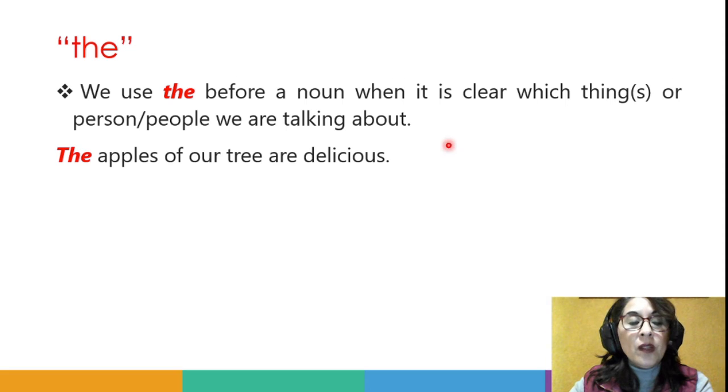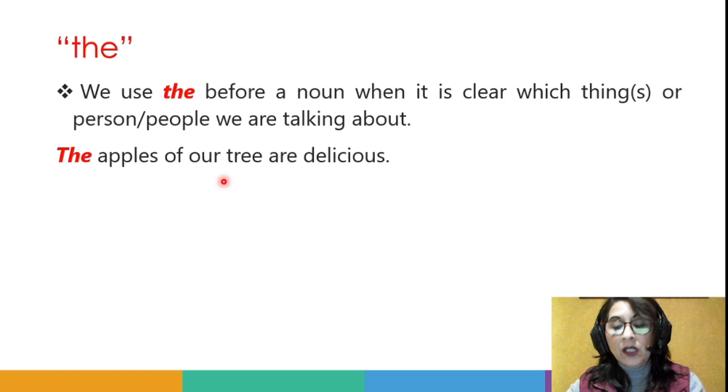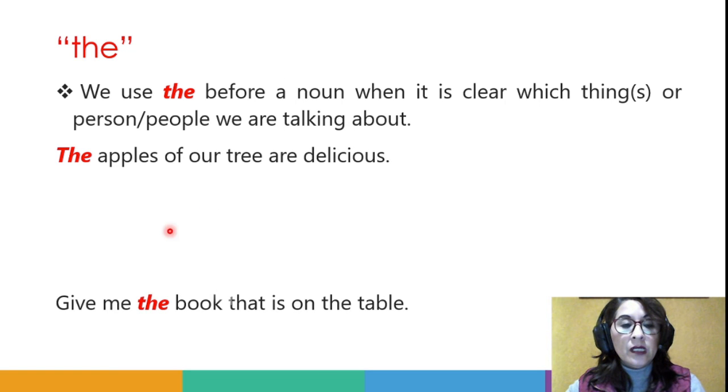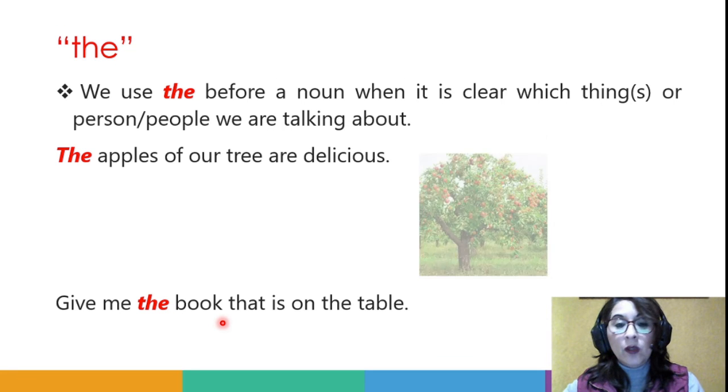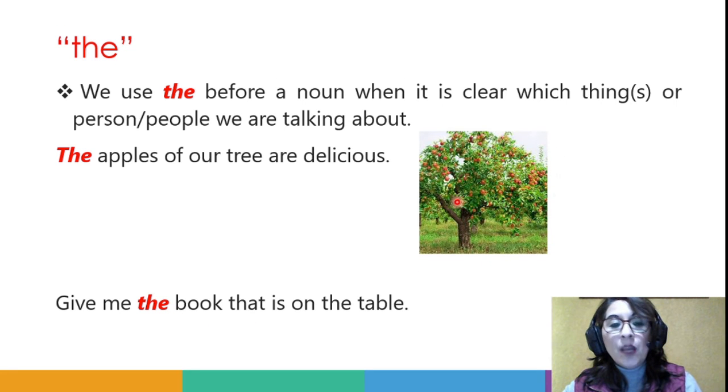Here we have an example. The apples of our tree are delicious. Give me the book that is on the table. Well, in this example, you know the tree that you are saying, because it's the tree that maybe you have in your garden. The apples of our tree, right? So you know the apples that you are talking about.